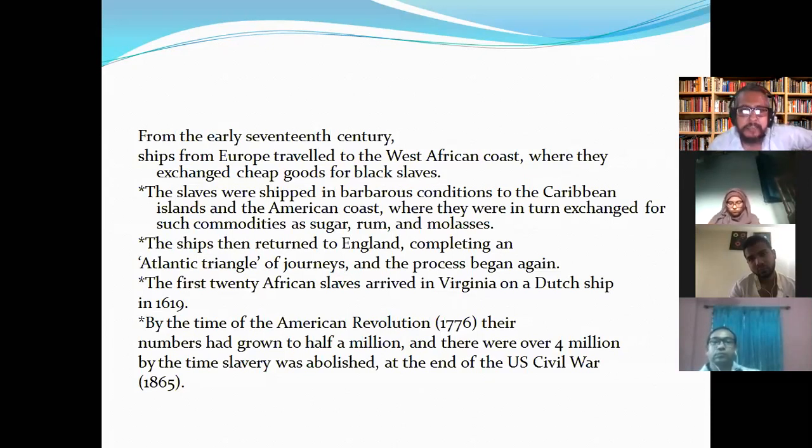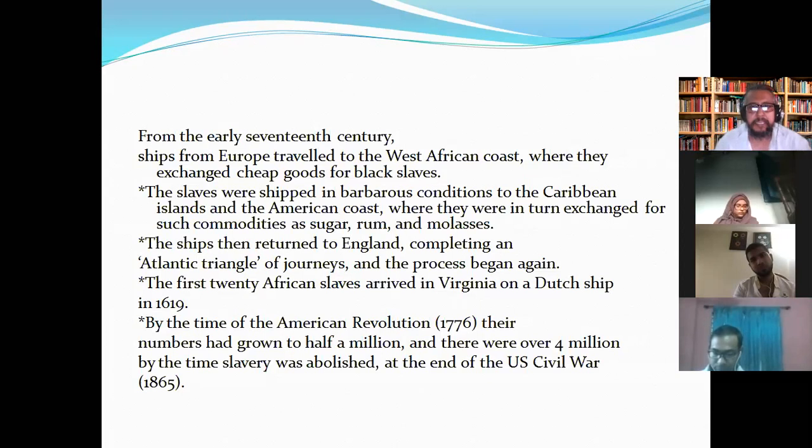And the first 20 slave arrived in Virginia on a Dutch ship in 1619. Okay. So 20, how black slave went to America. It was in 1619 that 20 black slaves were handed over to America by the Dutch ship.